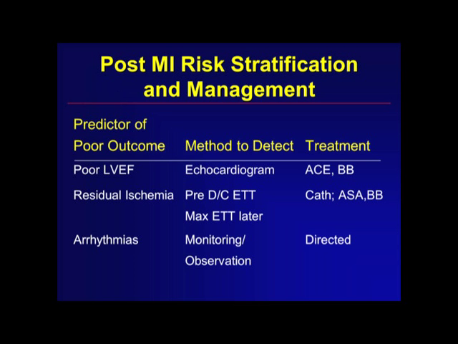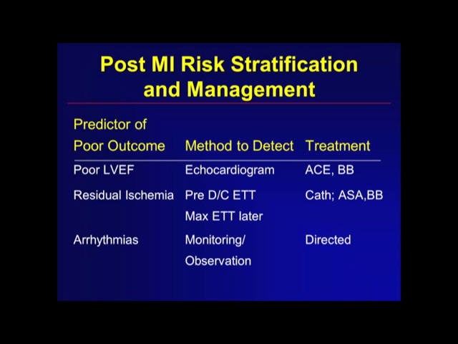The number one predictor of future outcome is going to be age and ejection fraction, those two. Okay? Echocardiogram is what we're going to get typically, and we're going to make sure we have these people on ACE inhibitors and beta blockers because it dramatically reduces their risk. Residual ischemia, we either find that by patients who are symptomatic, or we may do a stress test before they go home, or a maximum stress test later. If they have residual ischemia, we're going to cath looking for something to open.